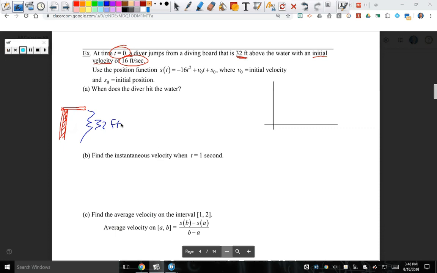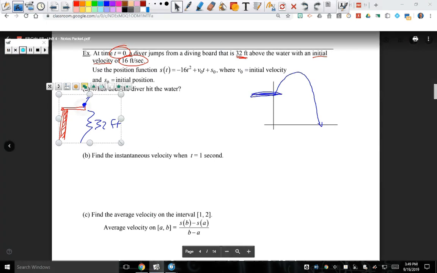And this person, wherever they're at, right here at the very top, is going to jump with an initial velocity of 16. Is that upward or downward? It's upward, because if it was downward, it'd be a negative 16. So they're jumping up. Divers jump up as they're diving, and then it will end up doing something like that and going into the water. Okay, so here's your diving board way over here. Okay, questions so far?